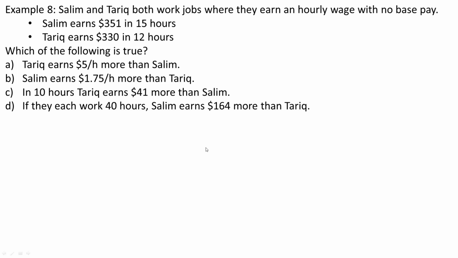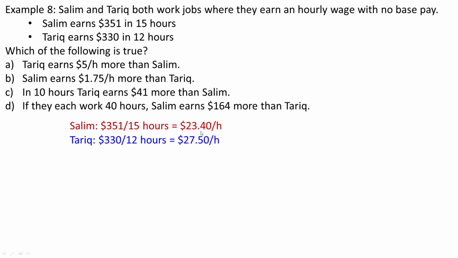Salim and Tariq both work jobs where they earn an hourly wage with no base pay. Salim earns $351 in 15 hours, and Tariq earns $330 in 12 hours. So which of the following is true? In order to answer these, it's going to be a lot easier to figure out how much each person is making per hour. So for Salim, we divide 351 by 15, so he's making $23.40 per hour, and for Tariq, 330 by 12, so he's making $27.50 per hour. So we're going to use these.